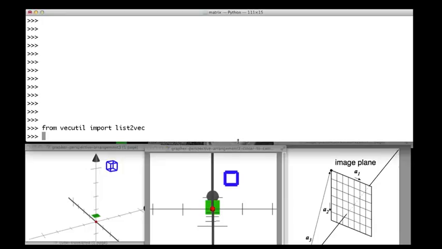So the first vector, A1, has a length that's that of a single pixel. This is 1 over 100. And it goes in the direction of the x-axis. The second vector has the same length, and goes in the direction of the y-axis. And the third vector goes from the origin to the top left corner of the sensor array, which looks like it should be at minus 1/2, minus 1/2, 1.